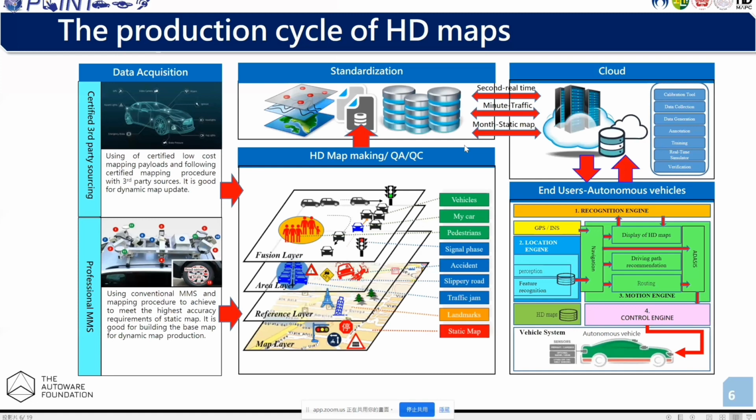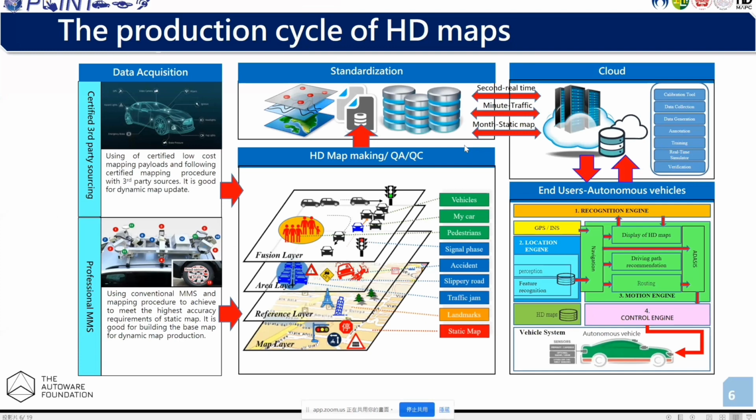And this video shows the production cycle of HD maps. The HD maps in Taiwan include four parts: static map, transit static map, transit dynamic map, and highly dynamic map, referencing the local dynamic map concept. And there are two methods to acquire the data: the professional mobile mapping system and certified third-party sourcing.